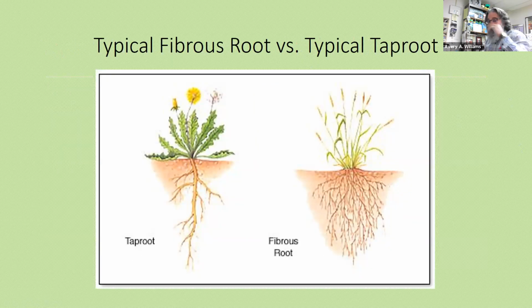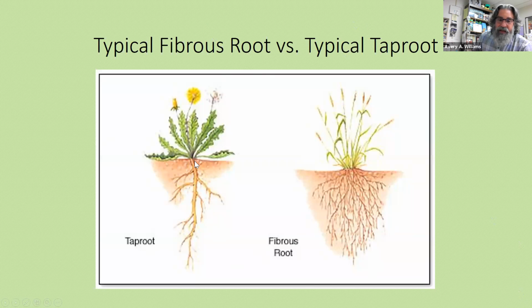Okay. There are other differences too in the root systems. Typically, monocots have a fibrous root system, like you see right here, and typically dicots have a taproot system, like you see here. But there are some exceptions, okay? I just wanted to show you a taproot versus a fibrous root system.